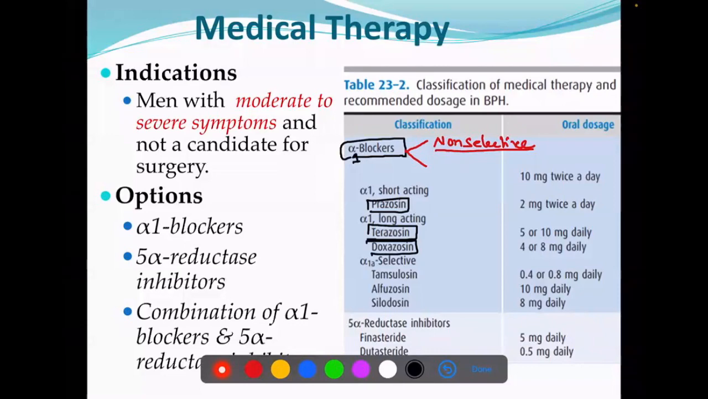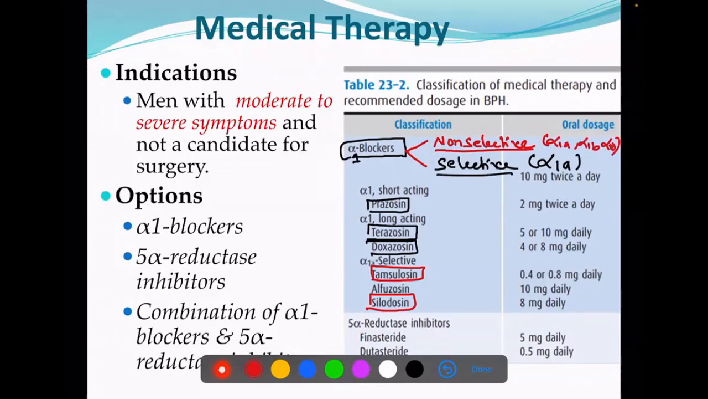Selective means it specifically blocks the alpha receptors of the bladder neck and prostate only. So alpha-1A is found in the bladder neck and prostate. If we have a drug which acts only on alpha-1A, that means it will not have other side effects. That's why we have basically two very commonly used drugs, tamsulosin and silodosin. These drugs are selective alpha blockers known as alpha-1A blockers. Non-selective can block alpha-1A, alpha-1B, alpha-1D, everything. They can block all the alpha-1 receptors.